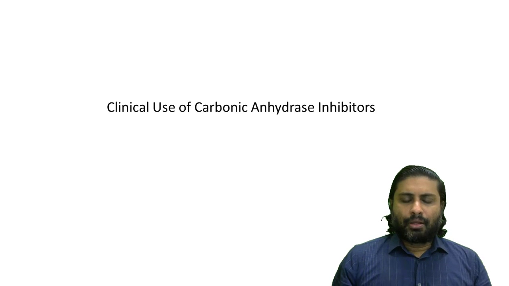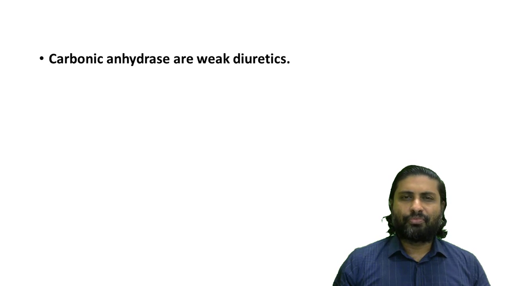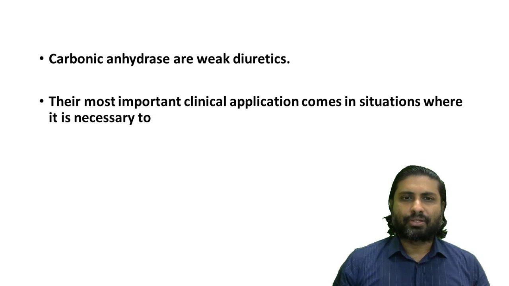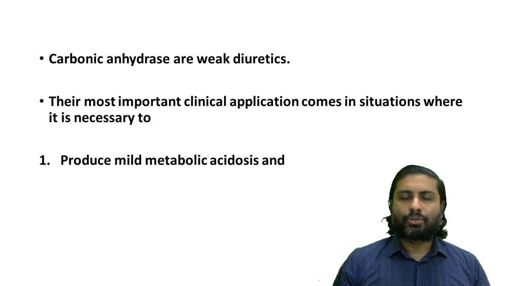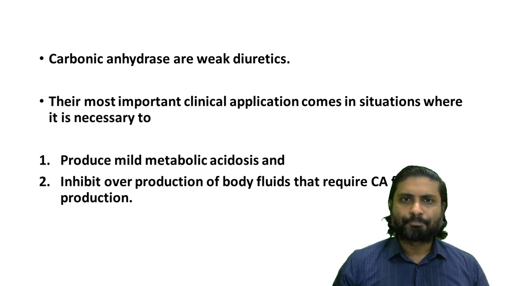Right. Now, what are the clinical uses of carbonic anhydrase inhibitors? Well, as diuretics, they happen to be very weak, and therefore they may not be very useful clinically as diuretics. However, there are situations where carbonic anhydrase inhibitors find very important clinical utility, and they include situations where we would want to produce mild metabolic acidosis and situations where we want to inhibit the production of various body fluids that require carbonic anhydrase enzyme for their production. These include body fluids like aqueous humor and cerebrospinal fluid.